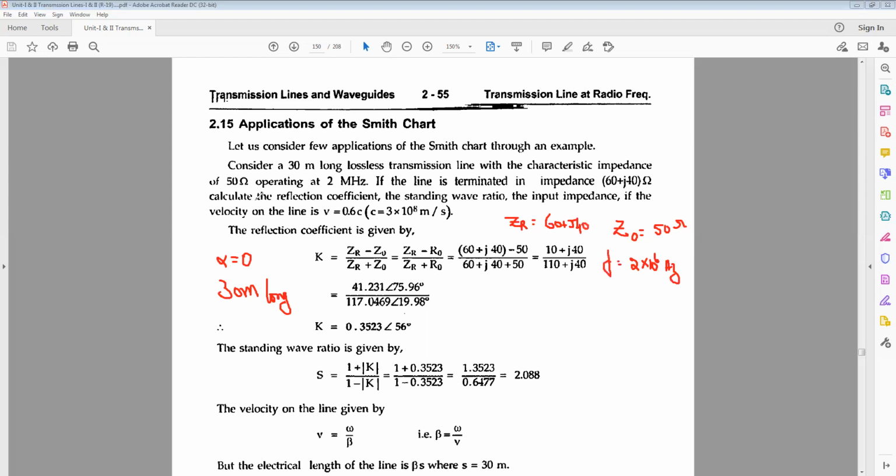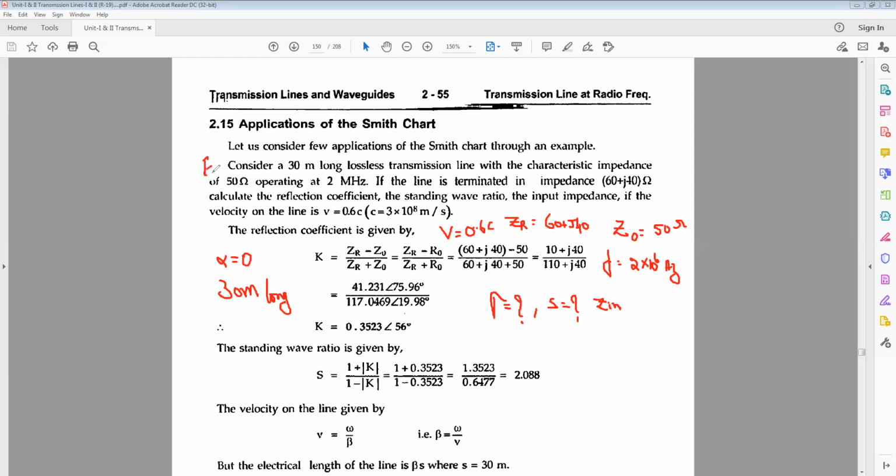Got it, my students? And calculate the reflection coefficient. Means they are asking for the reflection coefficient, the standing wave ratio S, and the input impedance Z in. If the velocity on the line is V is equal to 0.6c, we have to find out all these three. The velocity is also given, V is equal to 0.6c. That c we know is the standard value, 3 into 10 to the power of 8 meters per second.